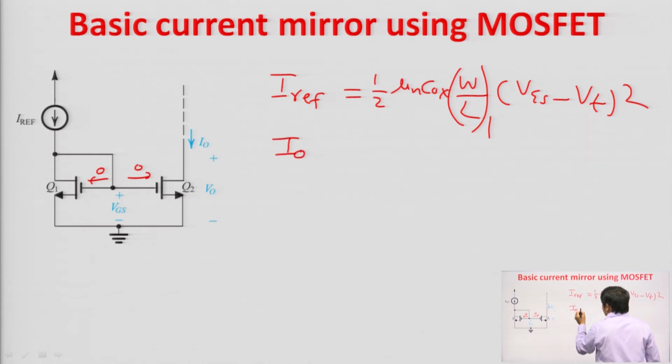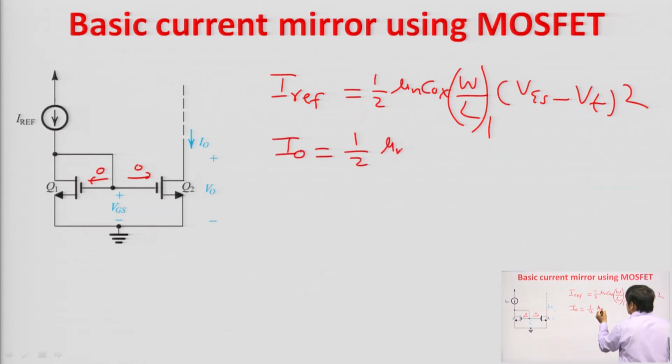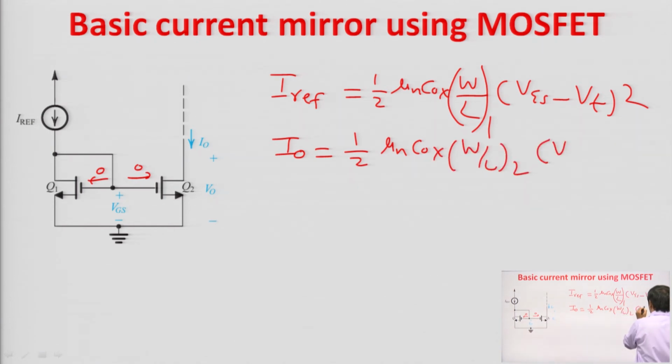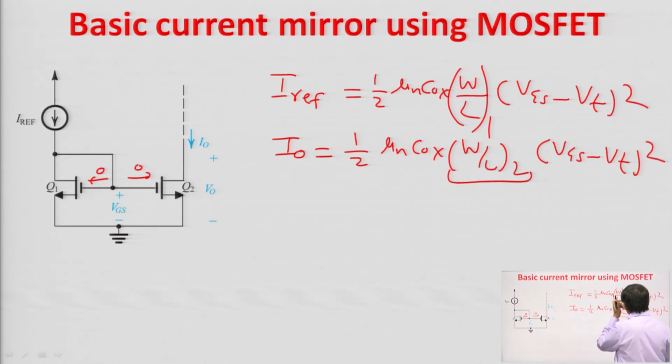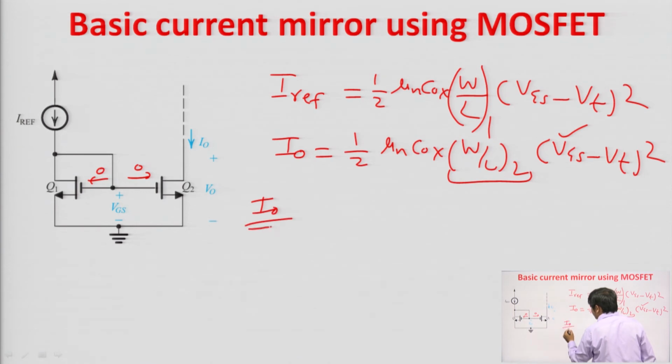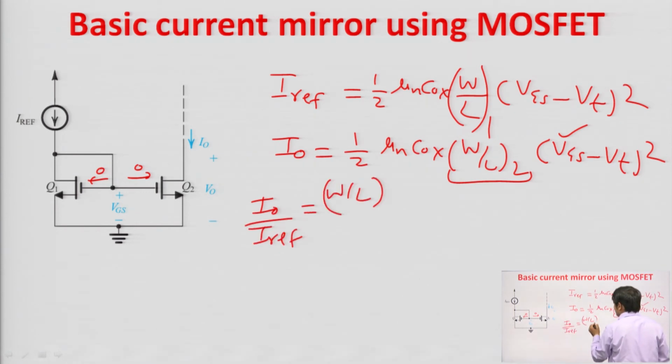Now, what is your I naught? I naught is 1 by 2 mu n Cox (W by L)2 into (Vgs minus Vt) whole square. (W by L)2 is the aspect ratio of the Q2 transistor. Vgs for both the transistors are same. So, what will be the value of I naught upon I reference, output current upon input current? It will be W by L of Q2 upon W by L of Q1.